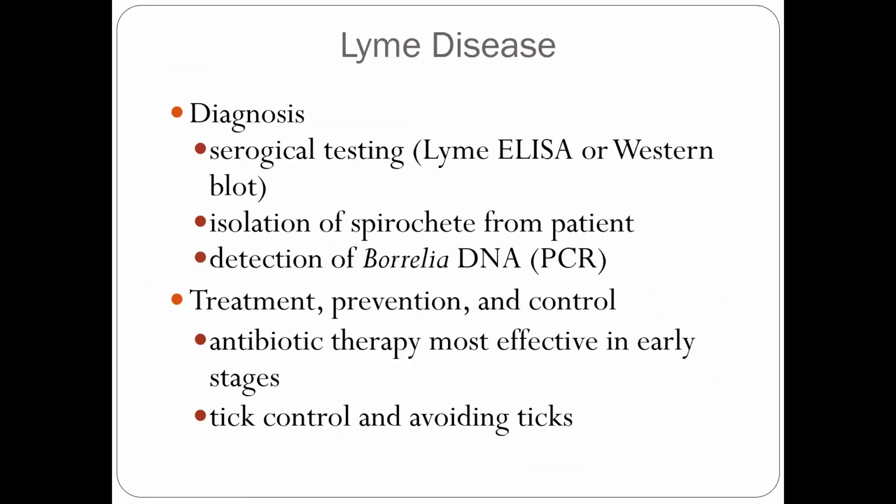Now, how are we going to do the diagnosis? Serological testing, ELISA, Western blot. We do the PCR test. We know the PCR test has been used a lot for COVID-19, is that right? So we also do a PCR test. We isolate the spirochetes from the patient to do the observation under a dark field microscope. Now, what's the way to do the treatment? Of course, antibiotics in the early stage. But more important is tick control and avoiding ticks.